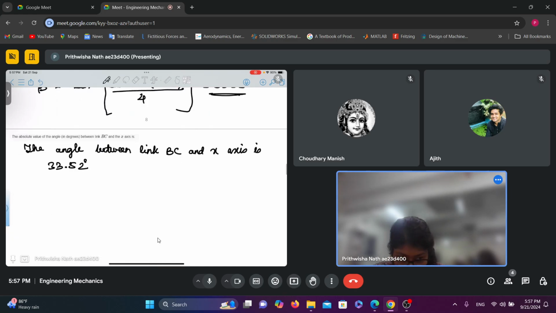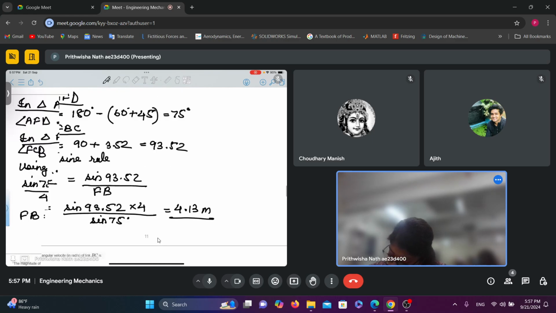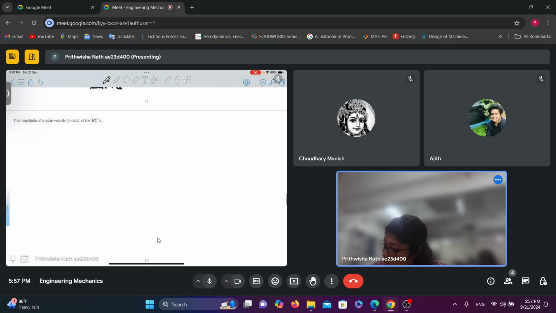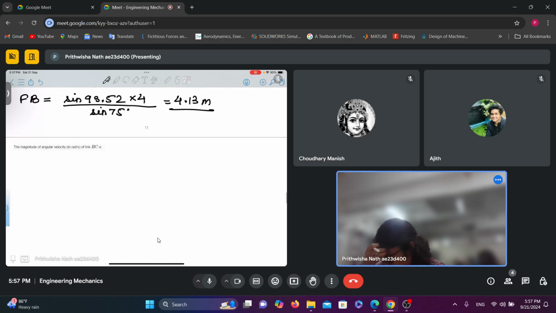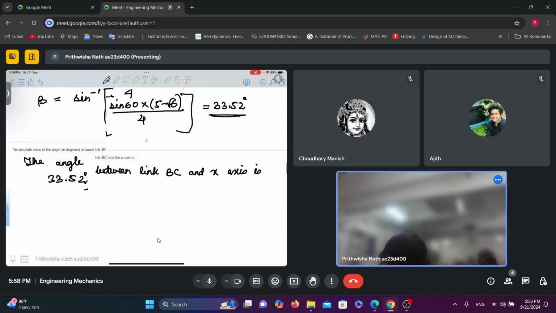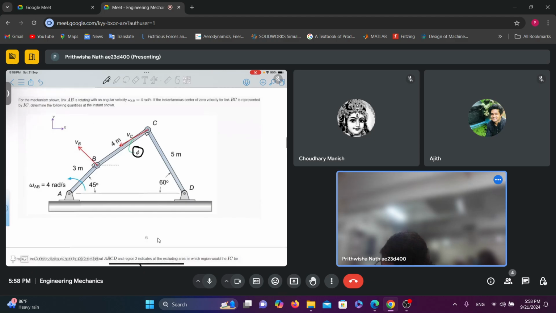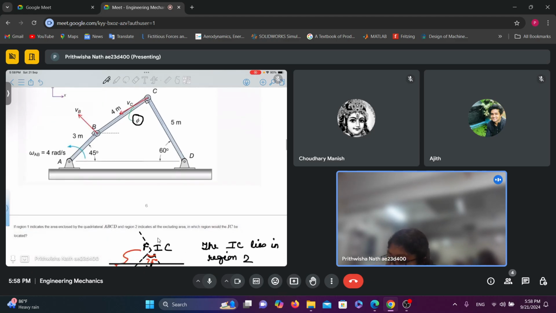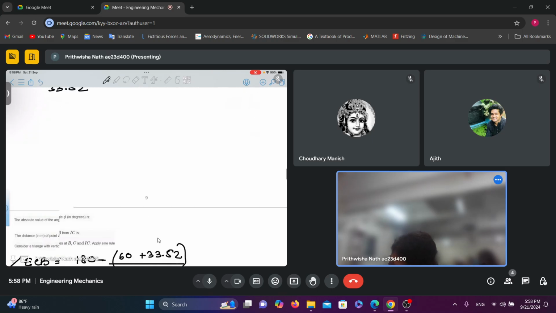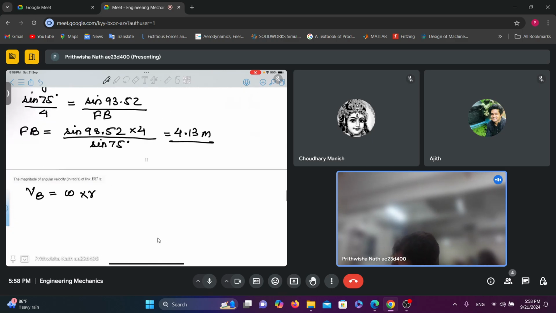So first you need to calculate vB, right? vB equals omega into R. So what is this omega? It's given in the problem question. It's 4 radians per second and R is 3 meters. So this is 4 into 3, 12.